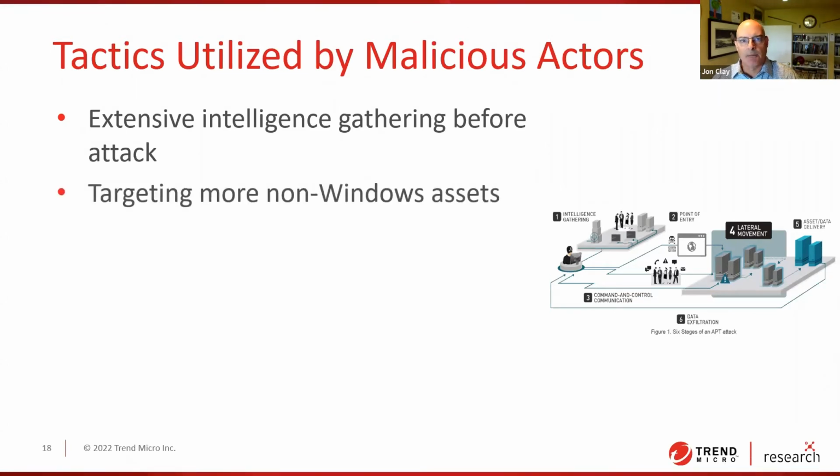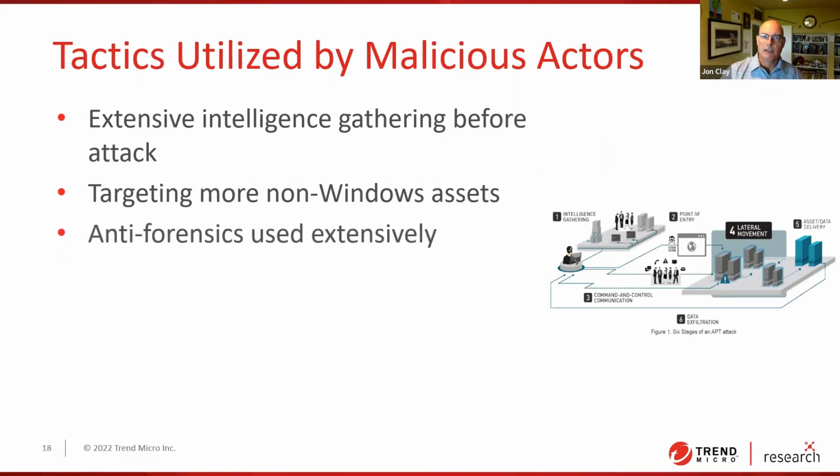The targeting of more non-Windows assets is happening, and you're going to see that more and more. As we saw earlier with the Linux ransomware, we're seeing it more in cloud infrastructure as cloud infrastructure gets targeted, which tends to be non-Windows focused. Also OT networks, and we'll talk a little bit about that as well. Then the utilization of anti-forensics. This is where they are looking to get around security controls.